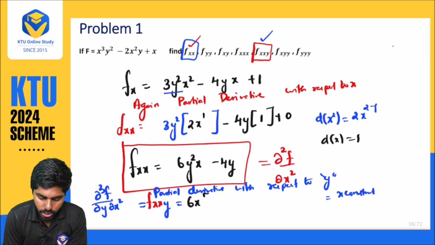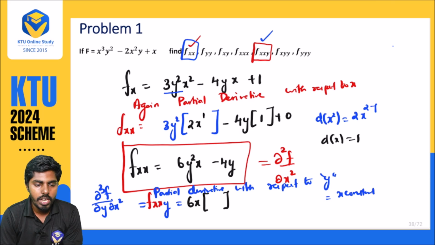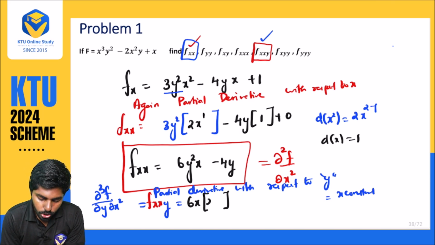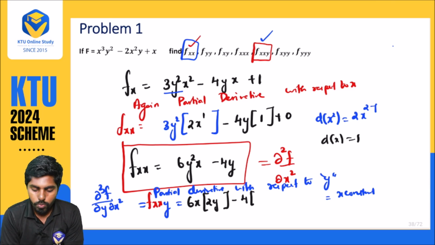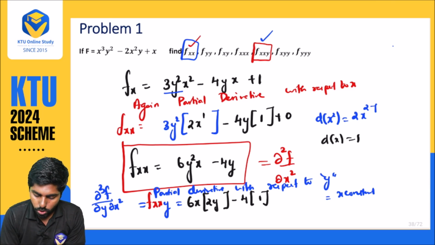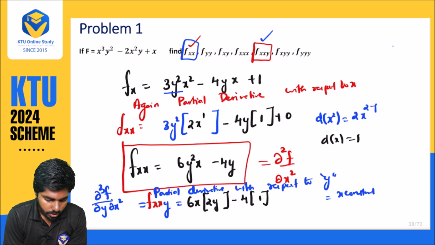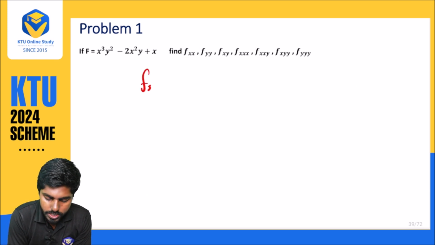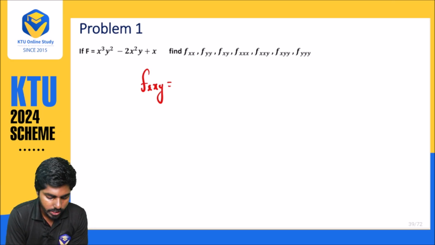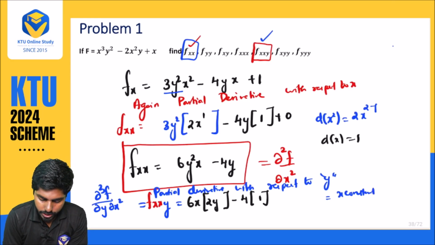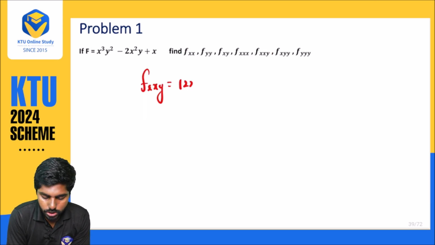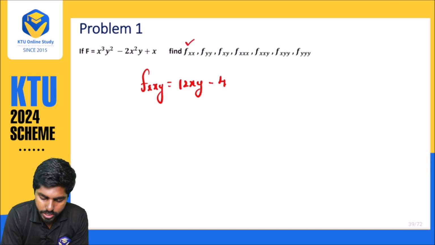So 6x taking outside. So what is the differentiation value of y square? That is nothing but 2y minus 4 into differentiation value of y, which is 1. So what we will be getting? f of x comma y is nothing but 6 into 2, that is 12xy minus 4. So we have solved f of x comma x and f of x comma y.